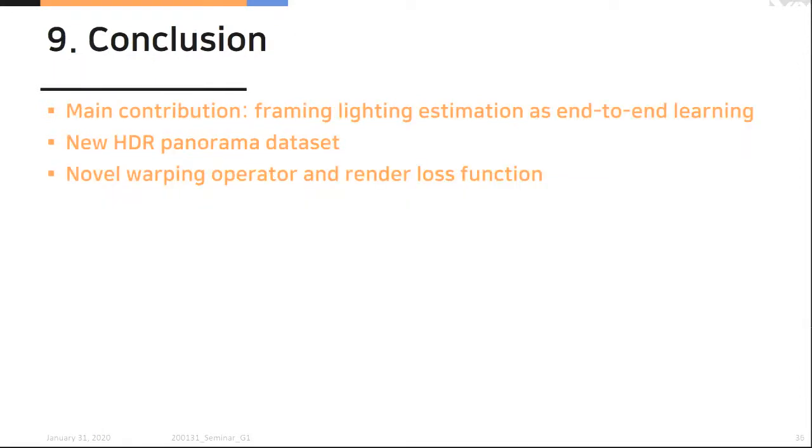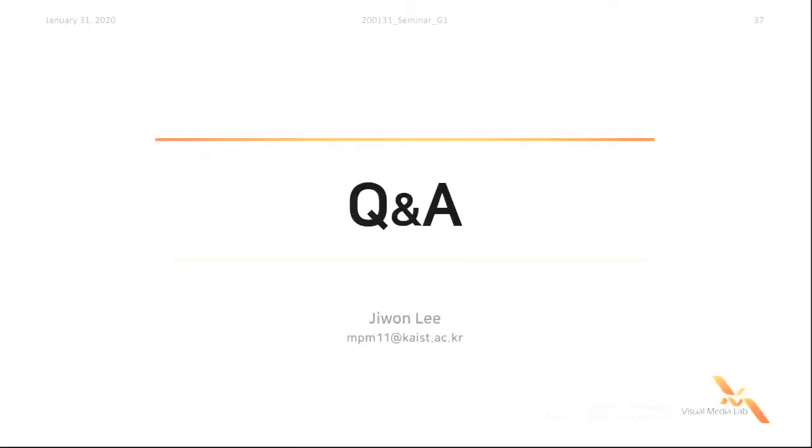So the conclusion is their main contributions, I can say, are framing lighting estimation as end-to-end learning. And they generated new HDR panoramic data of indoor scenes. And they also created a novel warping operator and a render loss function, a tunable render loss function. That's all. Any questions, comments?